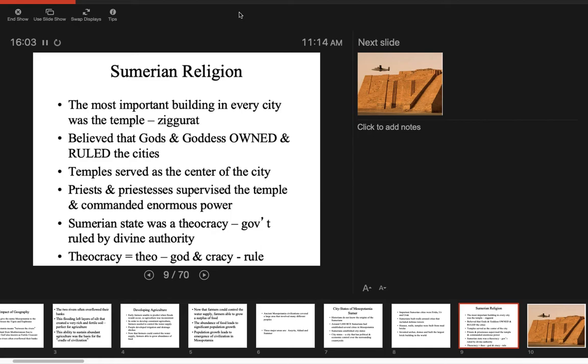Another vocab word at the bottom is a theocracy. And again, you need to know that that word means ruled by a divine authority, ruled by a god, ruled by a religion, ruled by a leader of faith. That's a theocracy. And that word breaks down again. That's a Greek word, theo meaning God, the last part meaning rule.